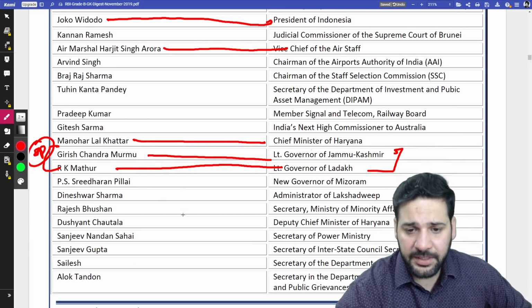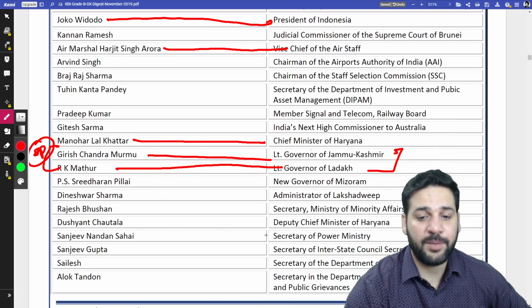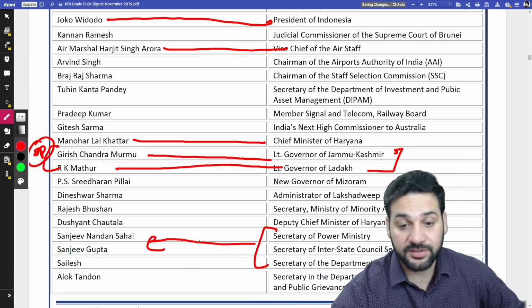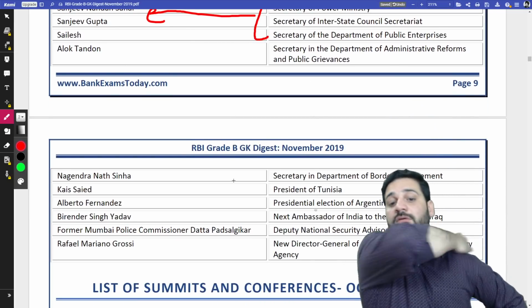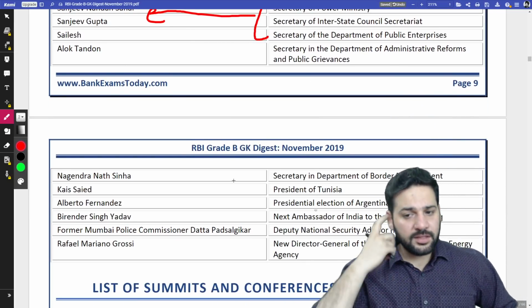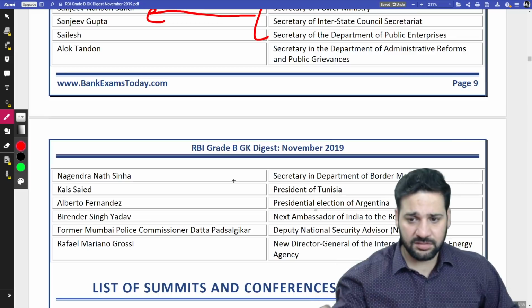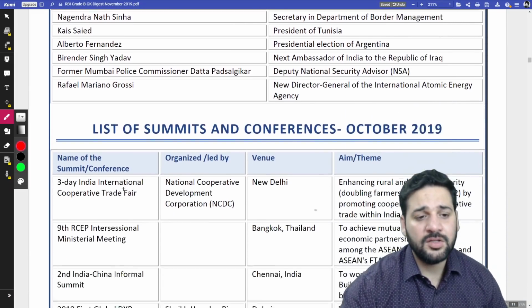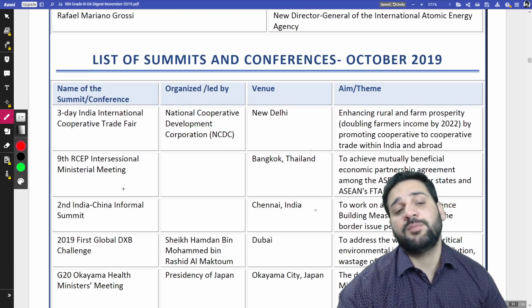And then the Deputy Chief, इतना important नहीं है. Secretary of Power Ministry and all these newly elected secretaries are really important, I would say. So I think that's all in the latest appointments. Now the list of summits held in the month of October.